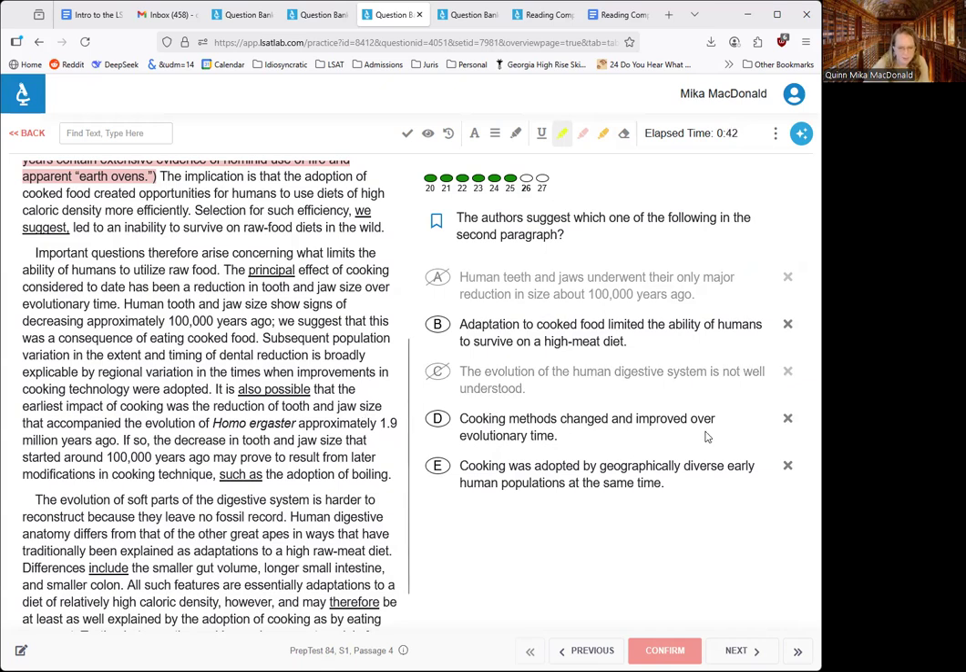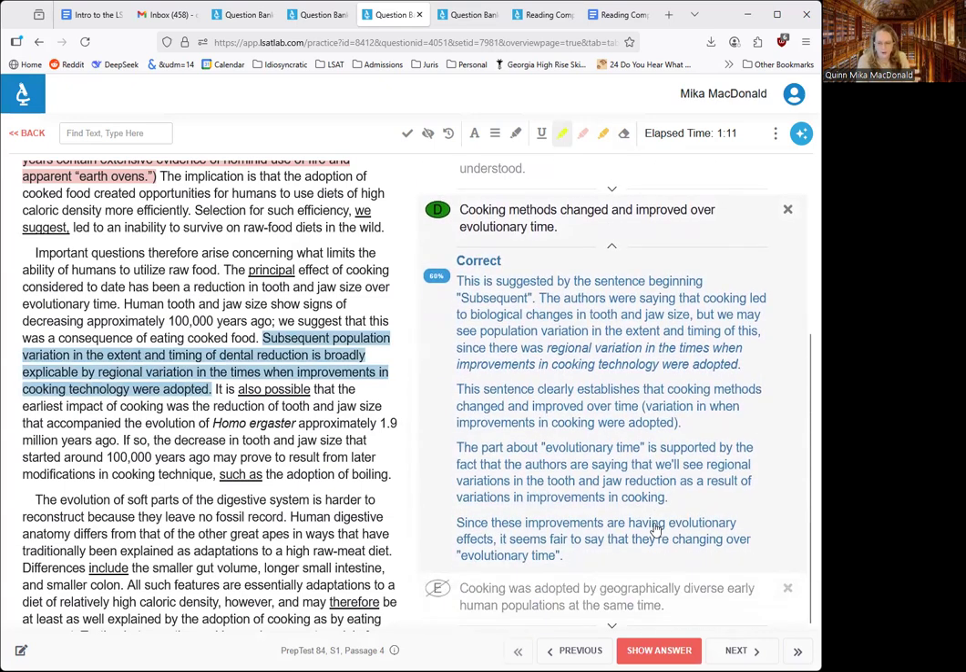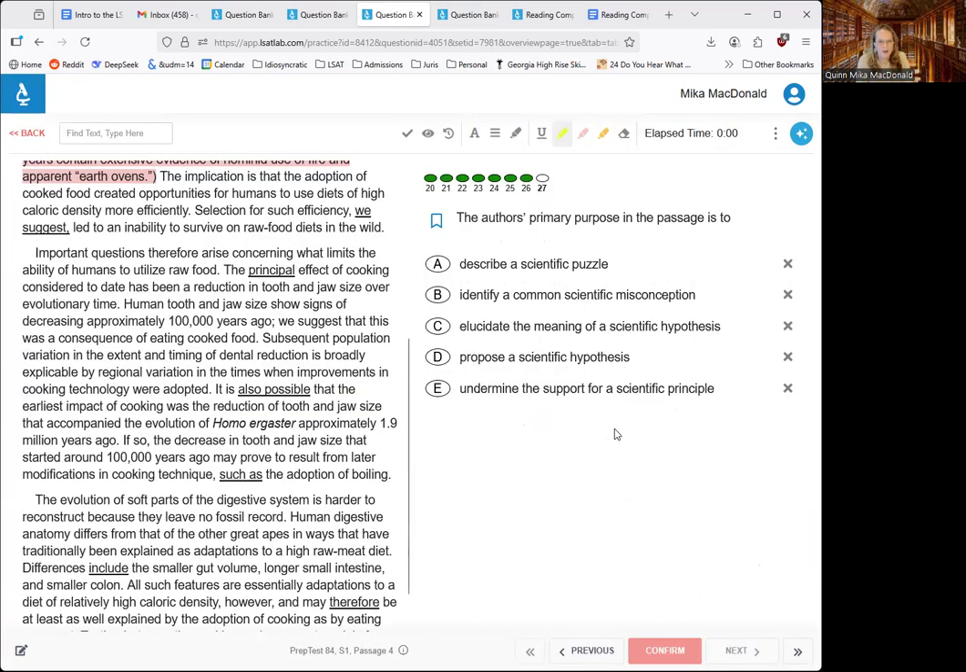I'll hold on to D because they definitely have talked about cooking methods before. And E, no, this is contradicted, right? It says that the timing of dental reduction is explicable by the regional variation in when improvements in cooking technology were adopted. And now I just answered the question myself. It's D, right? So that's the great thing about these more targeted ones. In the process of disconfirming one answer, you can confirm another answer. All right, last question.